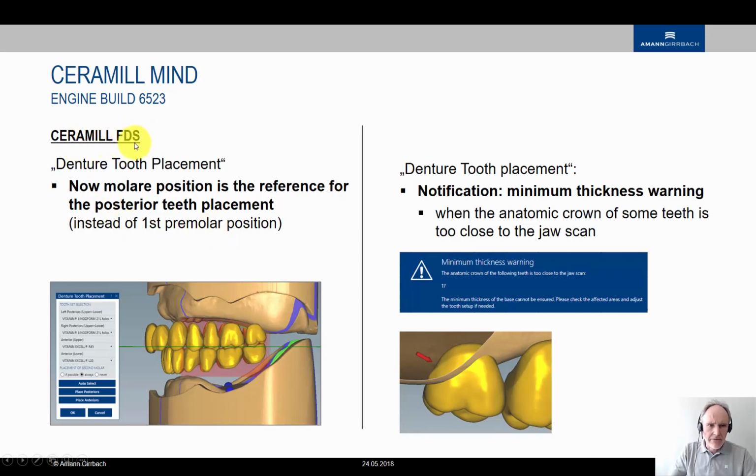Let's pass now to the Ceramill Mind, the CAD software. In the Ceramill FDS module, the full denture module, we now have the placement of the first big molar on the real position of the deepest point of your ridge. You see the lower jaw here has the deepest point, and this is the right position for the first big molar.